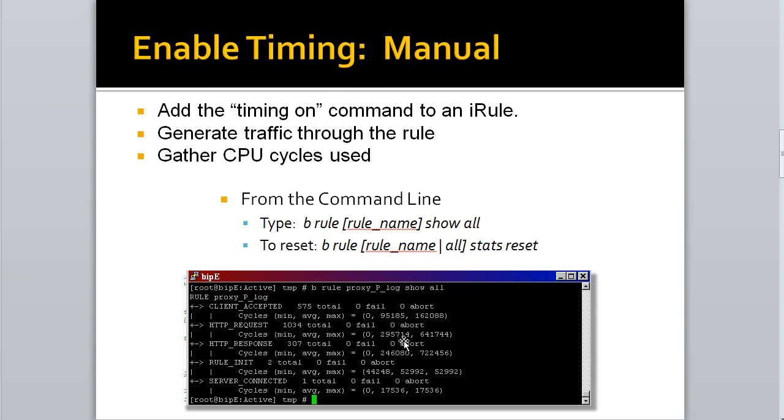And then what data you get out of that, if you do a b rule, rule name, show all, you get the min, average, and max of every event that you're timing in cycles. So you add all those cycles up together, and you get total cycles for the whole rule, and per second. And then you can also reset those stats with the b rule, rule name, stats reset, or you can reset them all at the same time.